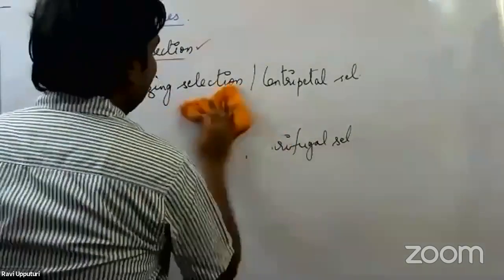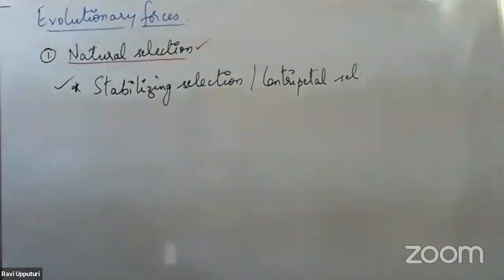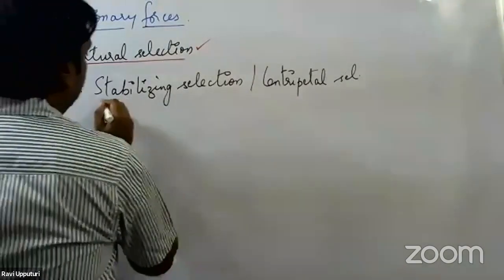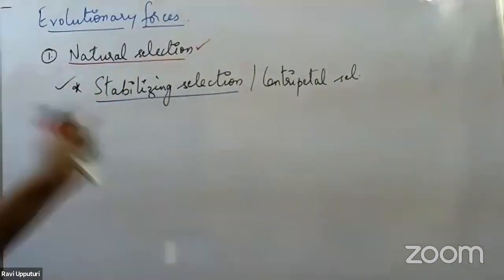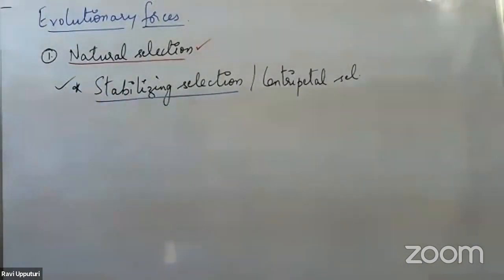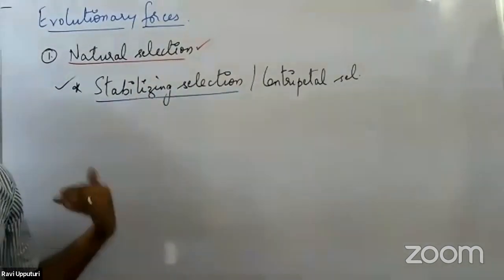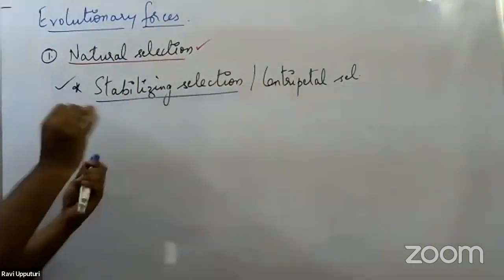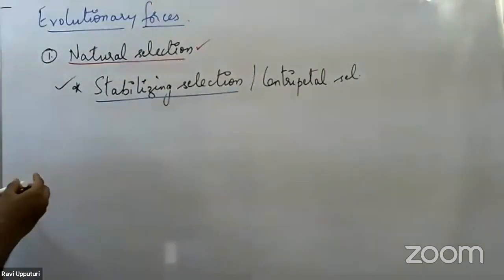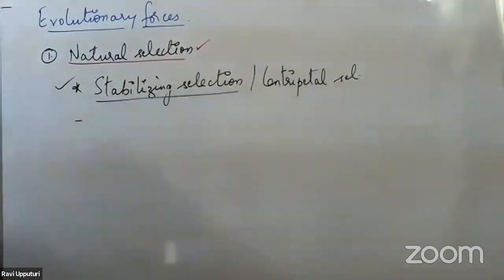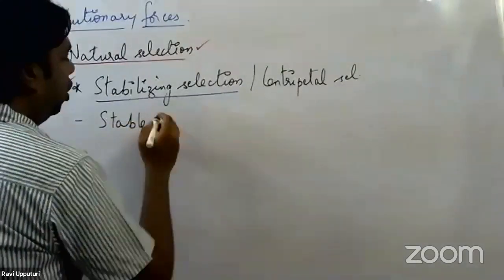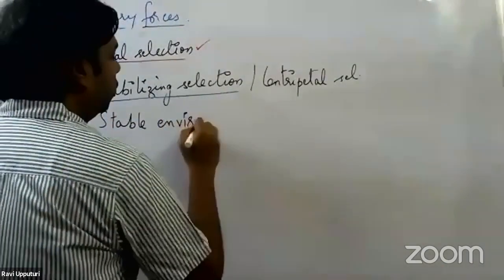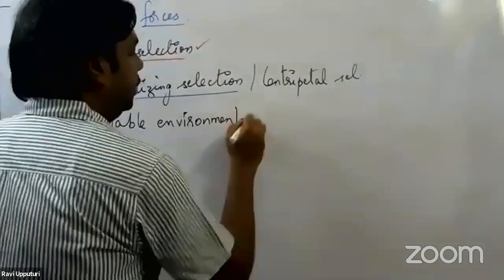Now, what is stabilizing selection all about? The thing you need to remember here is when each type of selection operates, so you can make a note of that also. This type of selection, the stabilizing selection, usually operates in stable environmental conditions.